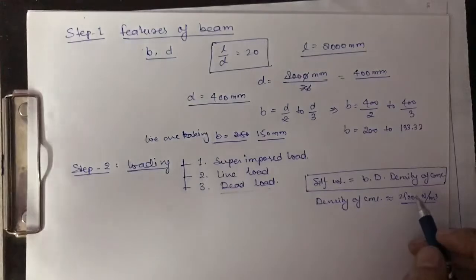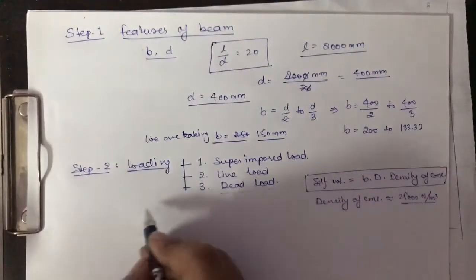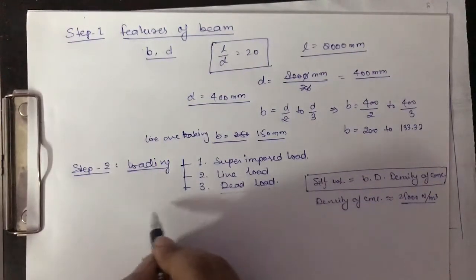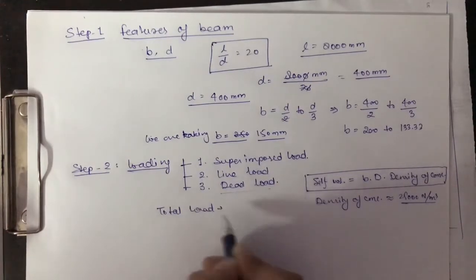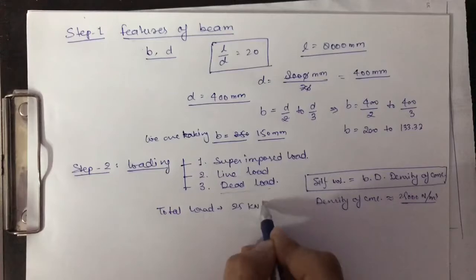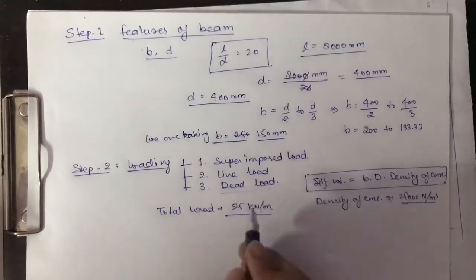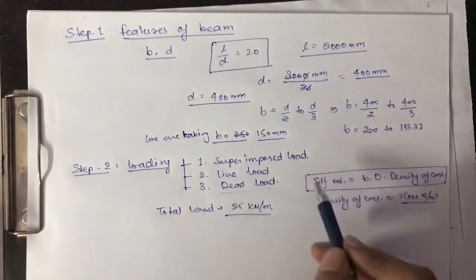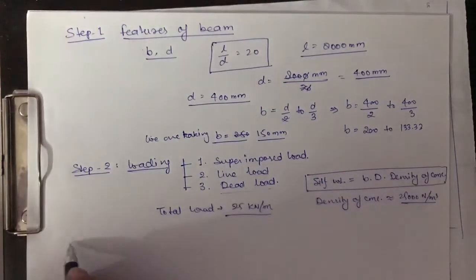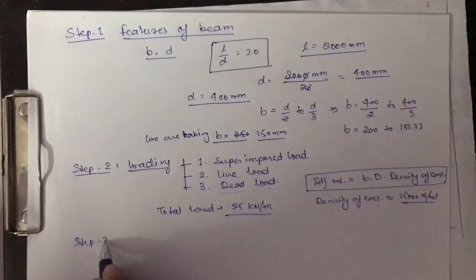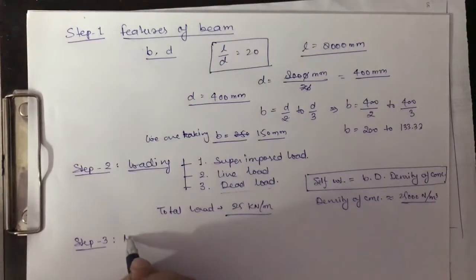But in our question, we already have the value of total load, which is 25 kilonewton per meter. So there is no need to find out these loads separately. So here we have the total load. Now going to step number 3, which is moment.